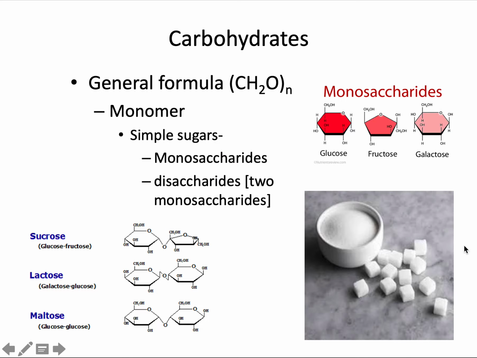For the macromolecules, we'll first look at carbohydrates. Carbohydrates are made up of monomers. The monomers may be either monosaccharides or disaccharides. A monosaccharide is the simplest unit of carbohydrates that exists. A disaccharide is when you have two monosaccharides coming together. Examples of carbohydrate monosaccharides are glucose, fructose, and galactose. For the disaccharides, you have sucrose, when you have glucose and fructose coming together, and you have lactose and maltose as well.